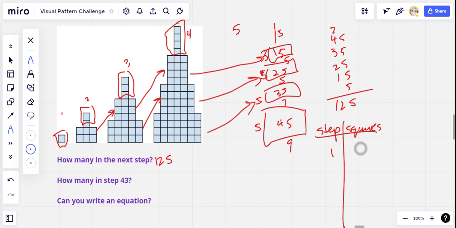So in step 1, there's just 1. In step 2, that's 8. In step 3, what have we got? 3 by 5, 15, and 9. So that looks like 27.